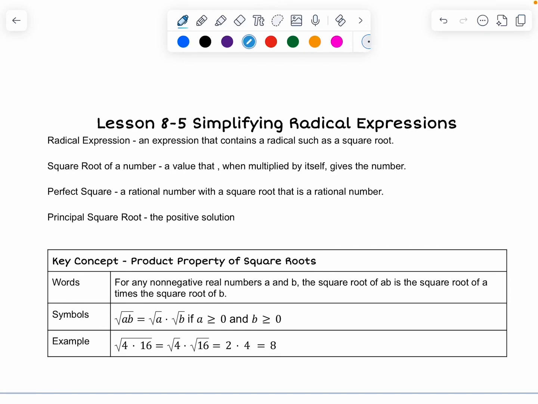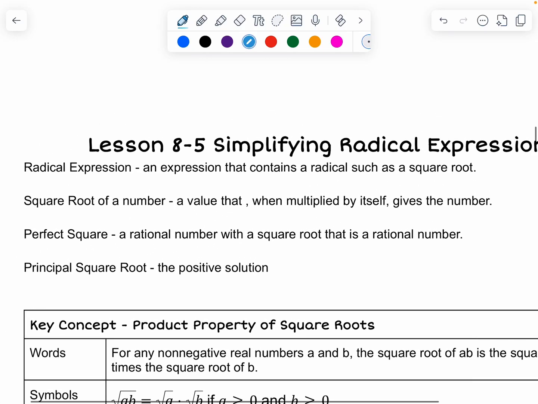Lesson 8.5, simplifying radical expressions. So we're going to use what we did in the last lesson and expound on that, go further into it. So a radical expression is an expression that contains a radical, such as a square root.